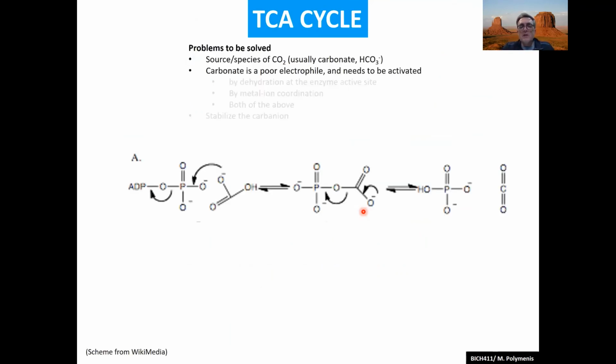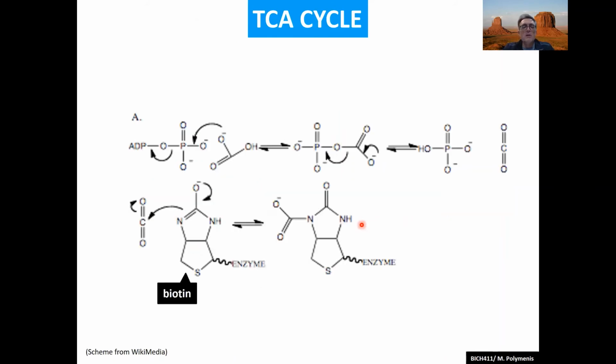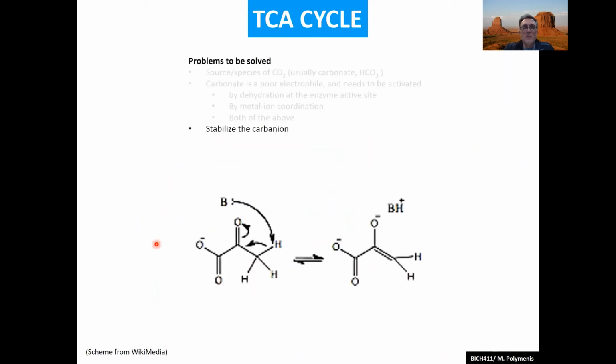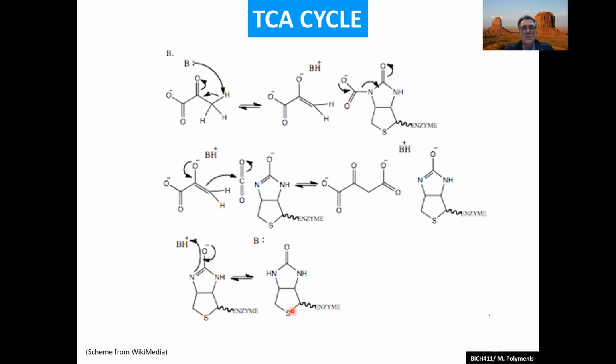This is again the same reaction that we did on the board. That's the activation, all these steps, the activation of carbonate. This is the biotin that keeps it in place for the reaction to happen. Stabilization of the carbanion with a keto-enol tautomerization that's happening on pyruvate. And that's the general enzymatic mechanism that we described to produce oxaloacetate shown here.